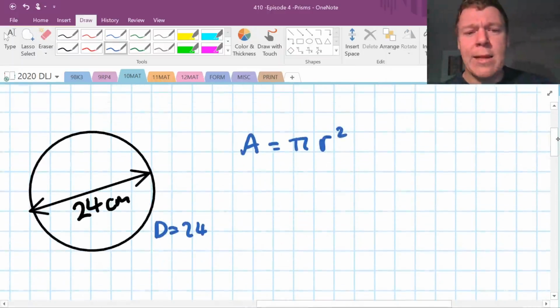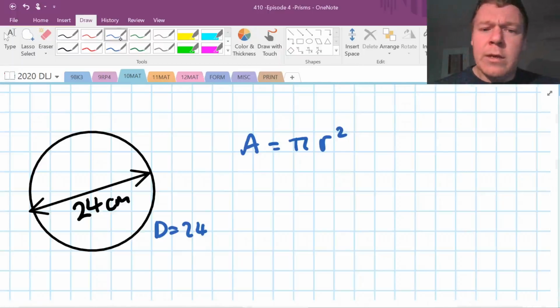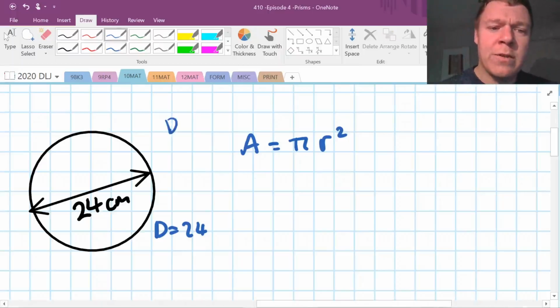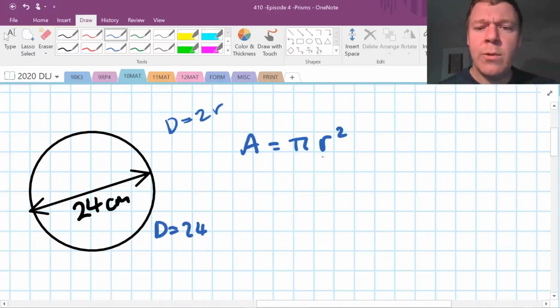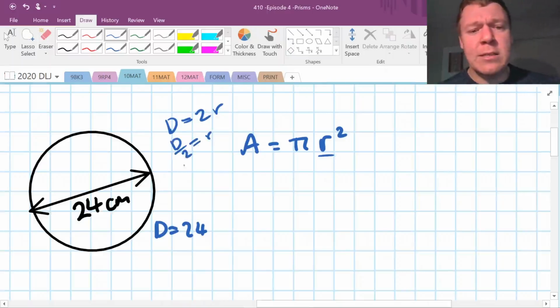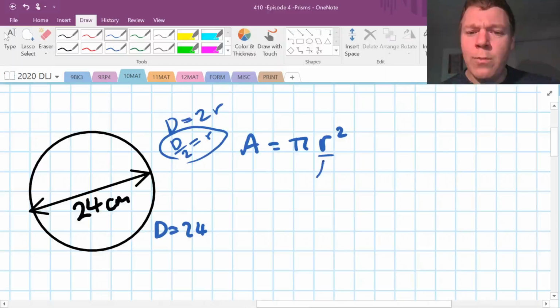So how would we even make that formula for diameter? Well, we need the other formula. So diameter equals 2 times radius. But we want to sub in something for just r. So diameter divided by 2 equals r is what we're going to drop into our formula. So area equals pi times diameter over 2 squared.